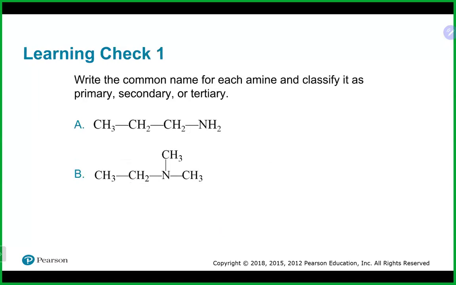All right, so why don't you take a second here and classify each of these, and then also give it a name. Okay, so let's take a look again.